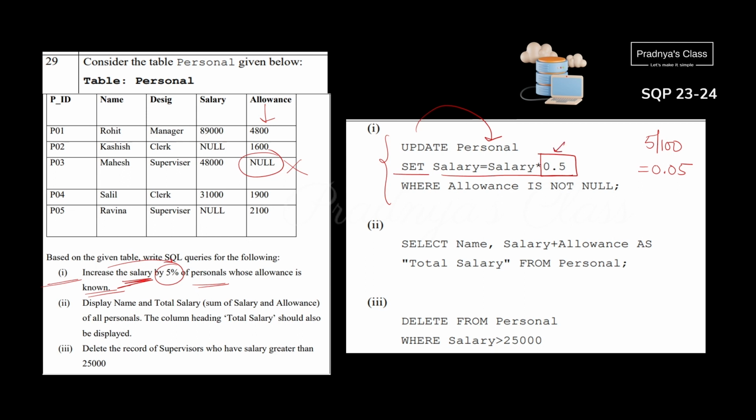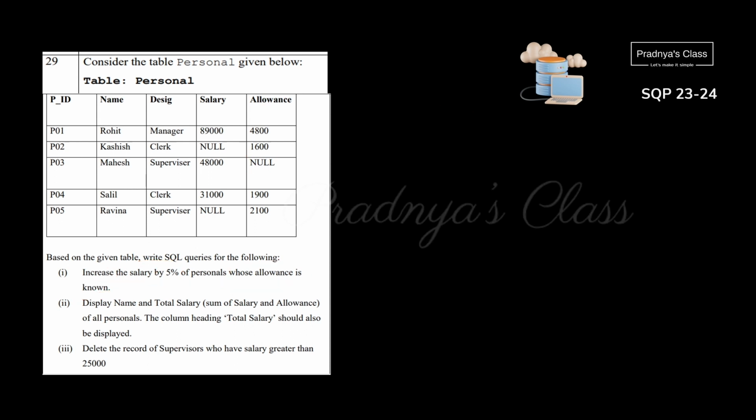Not 0.5, so correct it. What's the condition? Whose allowance is known. With the where clause we will write the condition. Where allowance is not null. While revising MySQL, we studied how to handle null with the IS and IS NOT operators. Here we don't want to consider null, that's why we are writing IS NOT. Let's erase everything and move ahead to the second question.